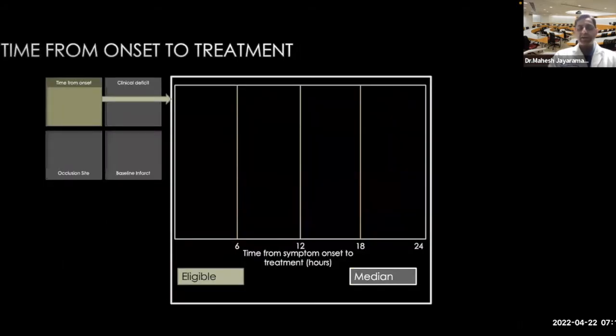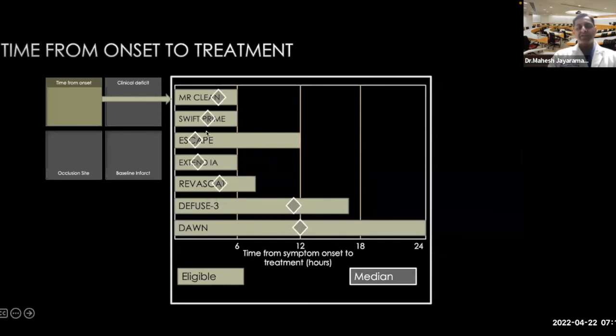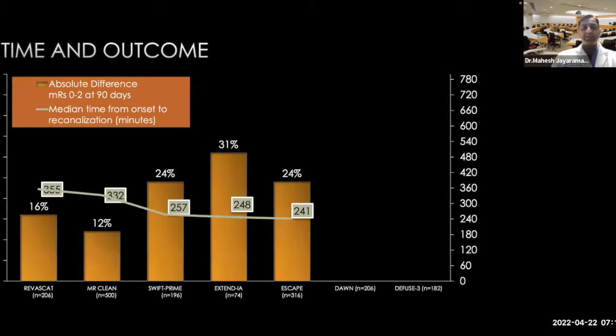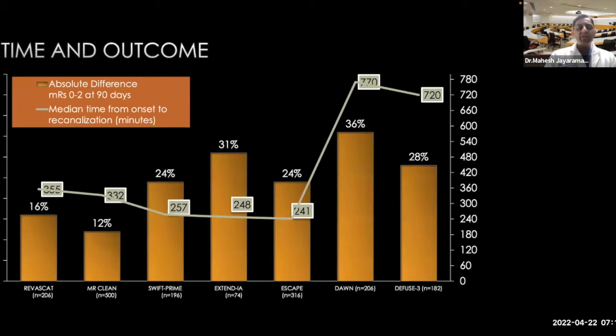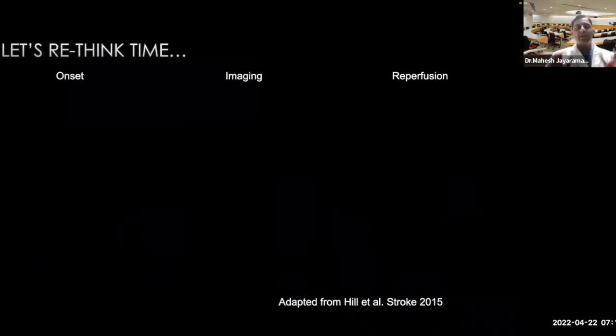And in fact, if we look at time from symptom onset to treatment, in the early window trials, most of these patients were treated in the first 6 hours. The median time in DAWN and DEFUSE 3 was 12 hours. So if we take a look at this previous graph that we had looked at of time and outcome, and now we throw in DAWN and DEFUSE 3, what we notice is that all of a sudden, things don't seem to match, right? And so you're all probably asking, well, wait a minute, what happened? I thought you told me that time was important. And time is important, but I want to, again, focus on the importance of imaging in these patients.